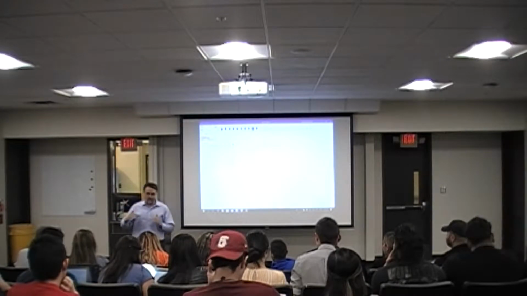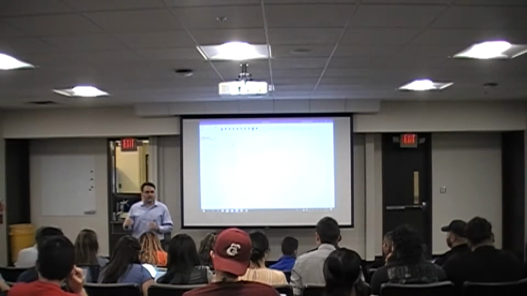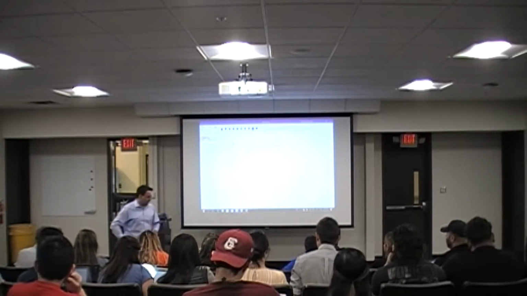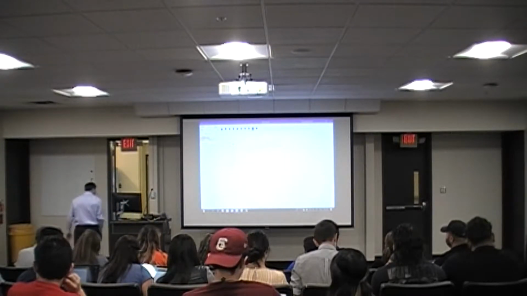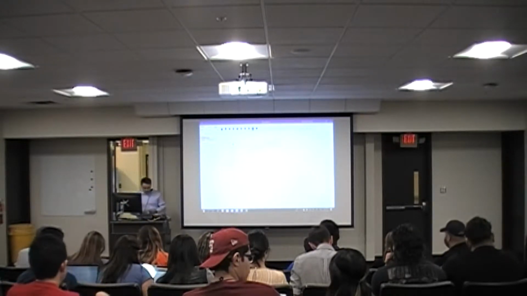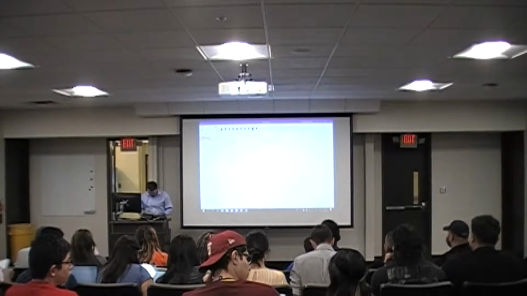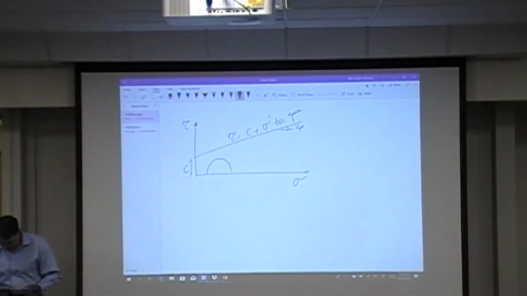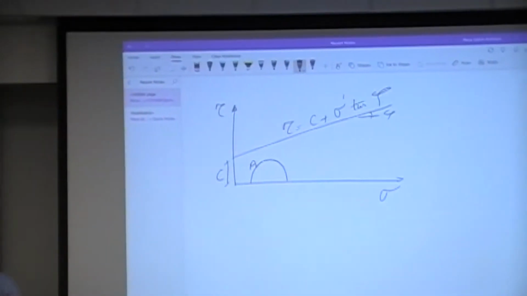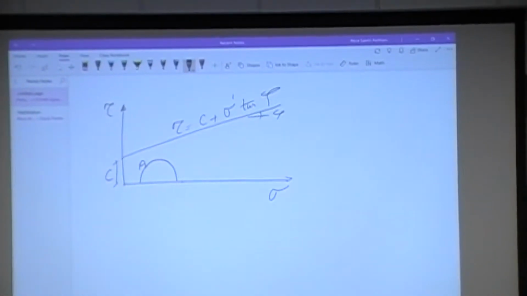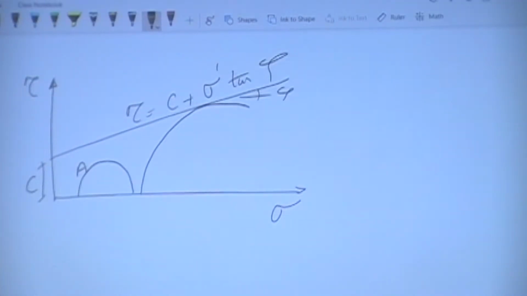Remember what the significance of the Mohr-Coulomb failure envelope was? Any point below that line was, quote-unquote, safe, right? Remember, you can plot the circles, if you will. Let's assume I have circle A. I have circle B.